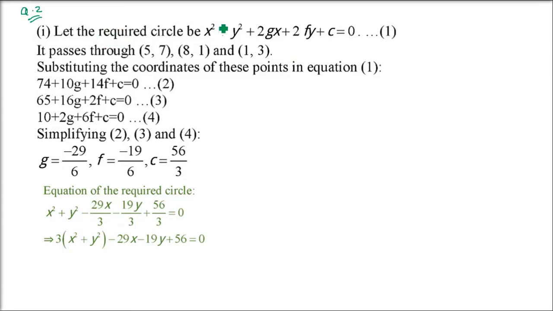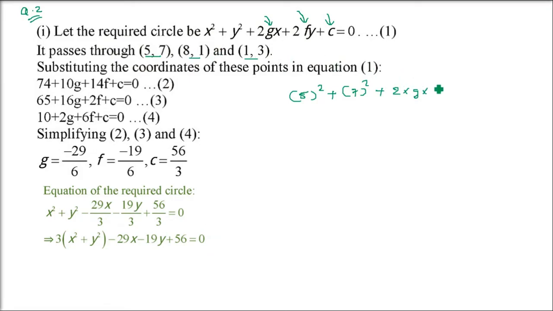So what you have to do here is x square plus y square plus 2gx plus 2fy plus c equals 0. Whenever we are talking about any equation, g is unknown here, f is unknown here, and c is unknown here. So the number of unknowns we have, we need exactly that number of equations or more. We have 3 points here, 5, 7, 8, 1, 1, 3. We'll just replace x and y with 5 and 7. Put x as 5 and y as 7.